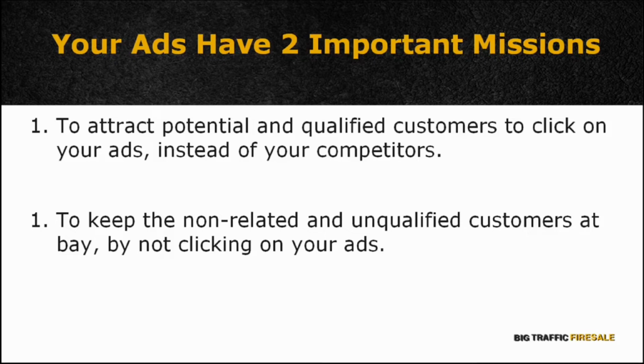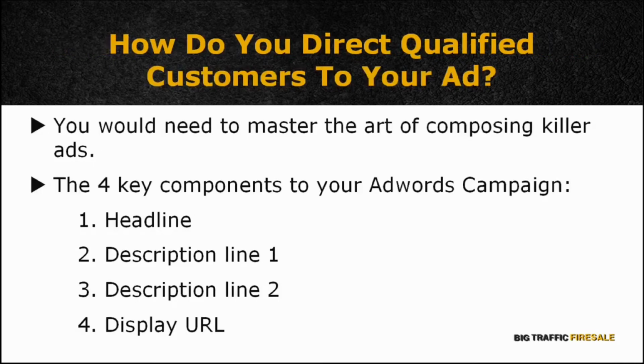When you do not have unwanted traffic clicking on your ads, you would eventually save more money, which adds to your profit margin. Now, the question is, how do you direct the qualified customers to your ad? Well, you'd need to master the art of composing killer ads. There are 4 key components to your AdWords campaign: 1. Headline. 2. Description line 1. 3. Description line 2. 4. Display URL. Bear in mind that these components will either make you or break you.